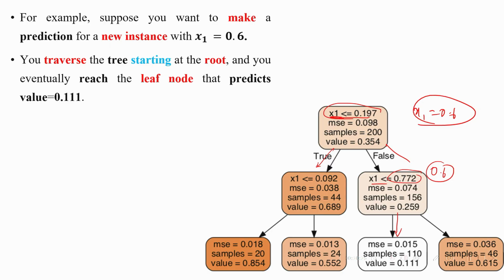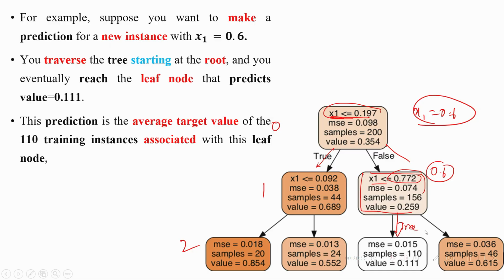This is level 0, level 1, level 2. At level 1, there are two nodes. We check the condition at the right node of level 1, and the condition is true here. Then we find mean squared error equal to 0.015, the corresponding samples equal to 110, and the value equal to 0.11. Like that, we find the corresponding value.